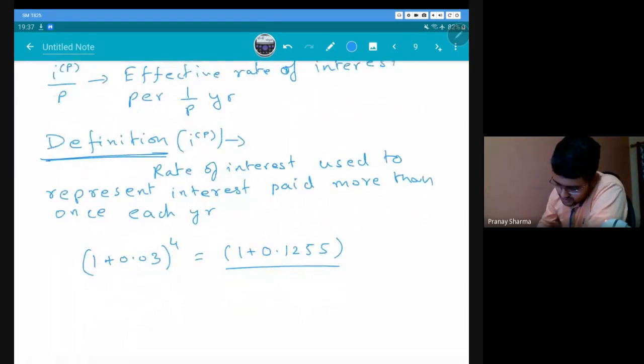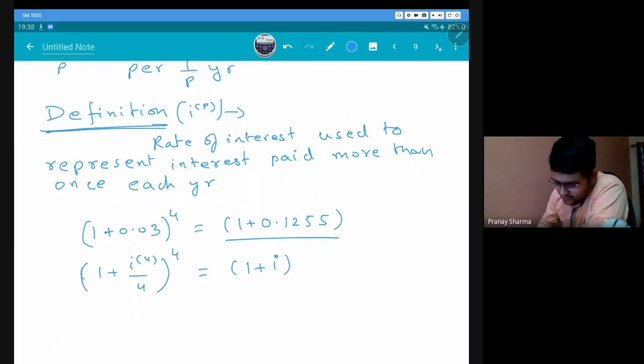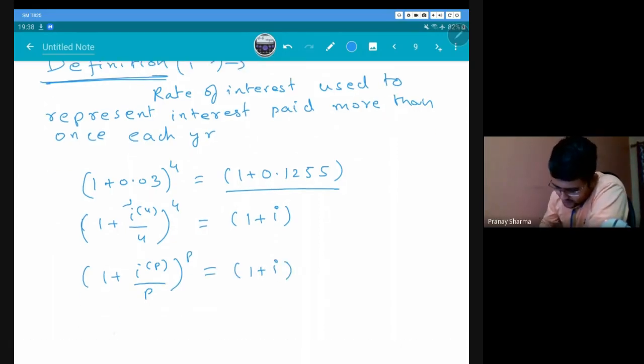So what does this mean? This was nothing but our I4 by 4 raised to 4. This gave me 1 plus I. These are equivalent rates. So we can find I using this equation. So if I write a general equation, I'll say 1 plus IP by P, the whole raised to P, will be equal to 1 plus I. So if I need to find I, all I will do is 1 plus IP by P whole raised to P, minus 1.